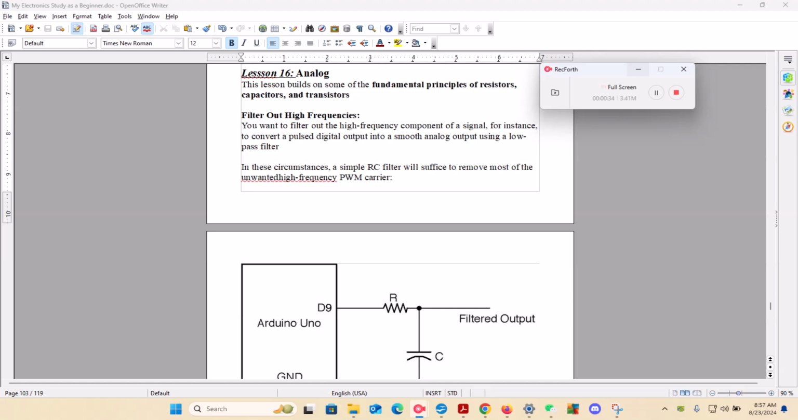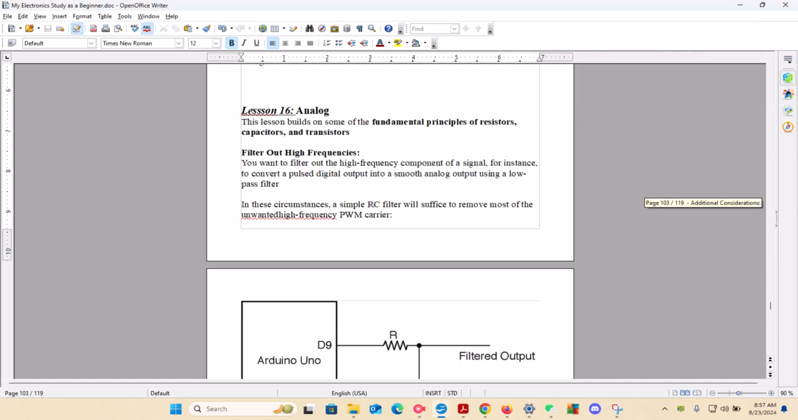Okay? With that out of the way, I'd like to talk about the topic of this current lesson, and that's analog. The lesson builds on some of the fundamental principles of resistors, capacitors, and transistors. So if you don't know what a capacitor is, or what a transistor is, I recommend that you review them to make sure you have a basic understanding. Going forward, let's go into more detail about this lesson.